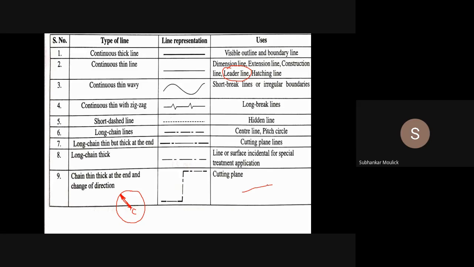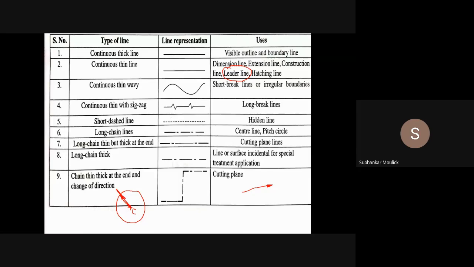This is an arrowhead. Draw the arrowhead, then extend this inclined line upward somewhat. That length is maximum 2 centimeter, not more than that.